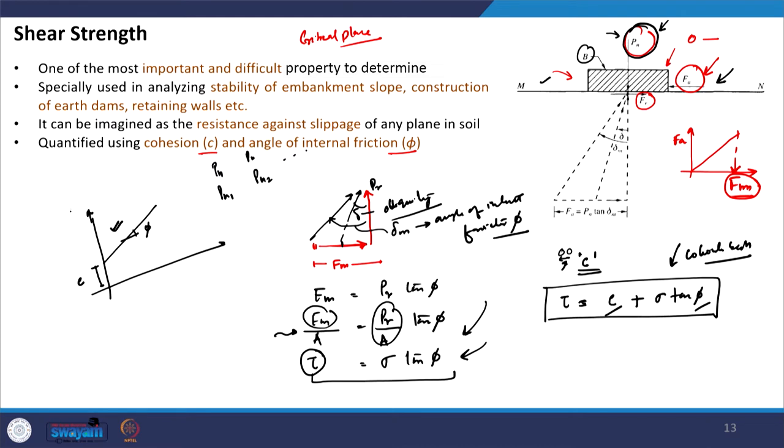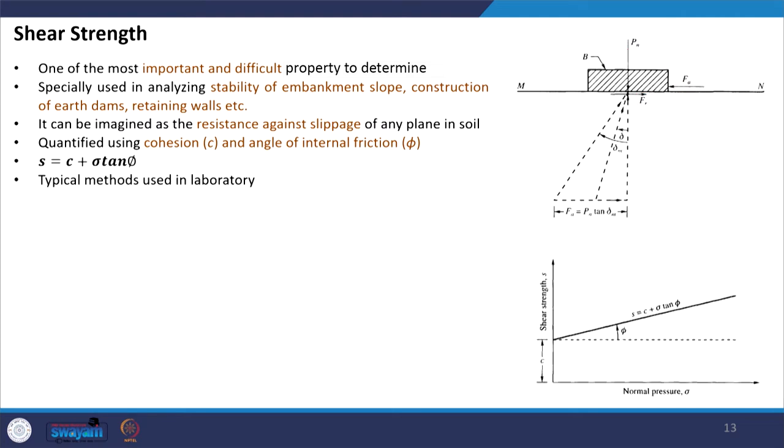On the y axis it is tau and on the x axis it is sigma. If we keep on increasing the value of sigma, which means the force Pn, then every time I get a different value of tau, and so we will get the entire straight line, using which we can calculate the value of C and phi to define the shear strength parameters. All right, this is what we have discussed.